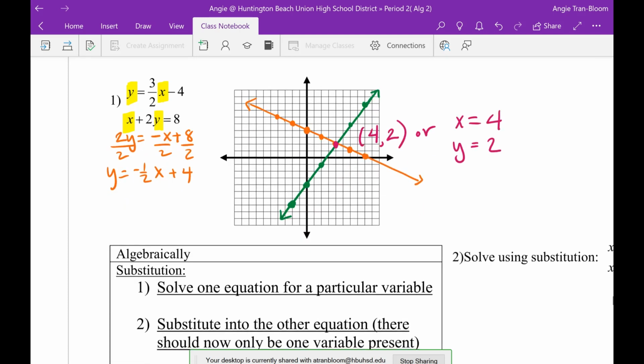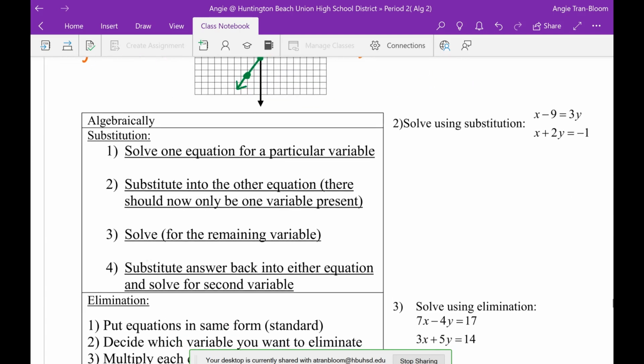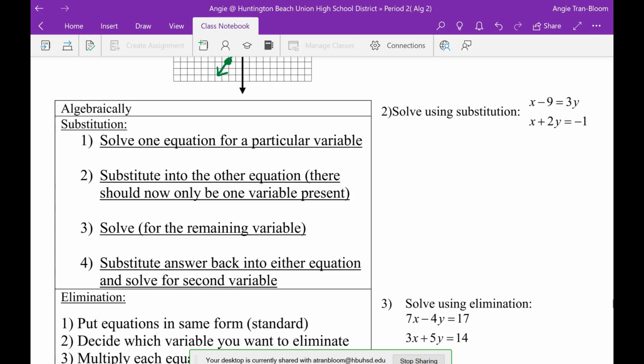All right, I'm gonna move up a little bit. I'm gonna give you guys time to copy this chart down before we go and solve by using substitution. We're gonna follow those steps. These are the steps that you can read again if you are stuck at home doing your homework.